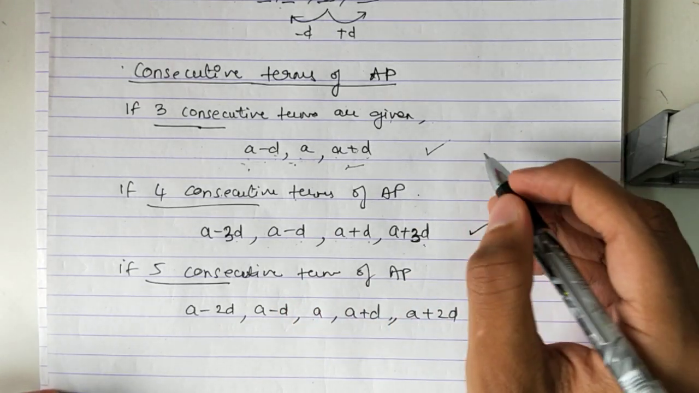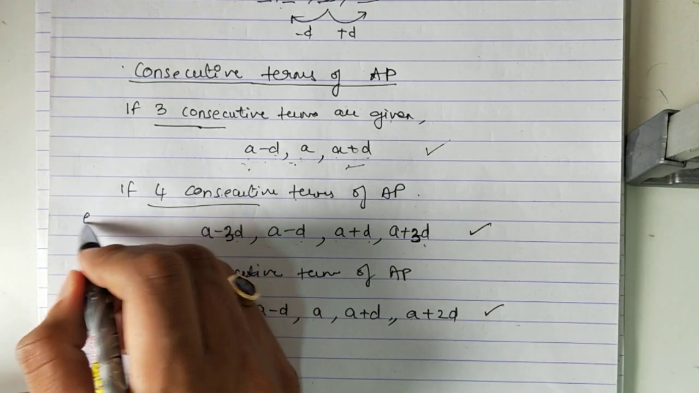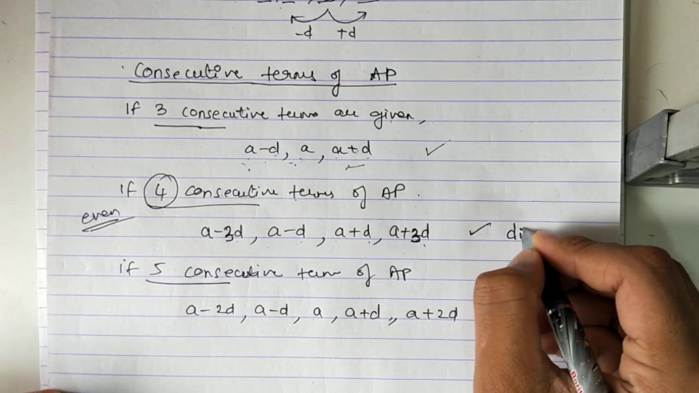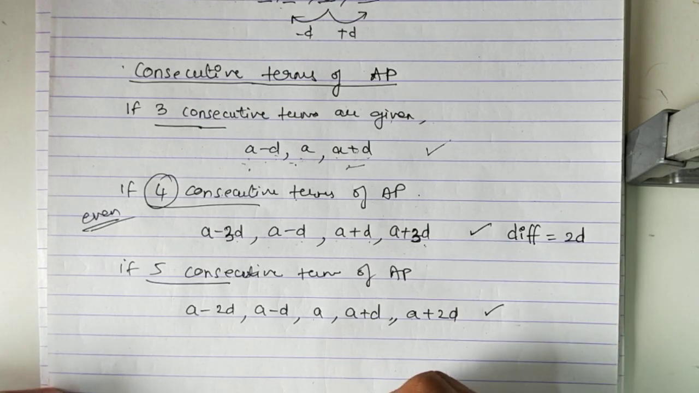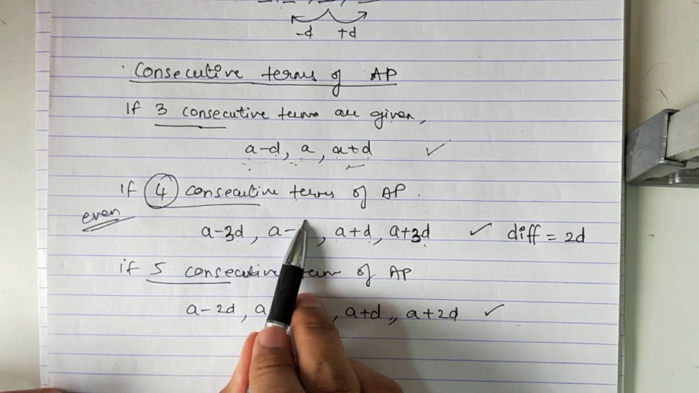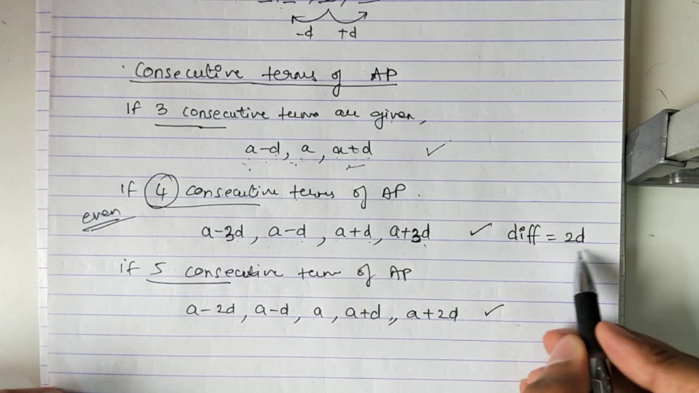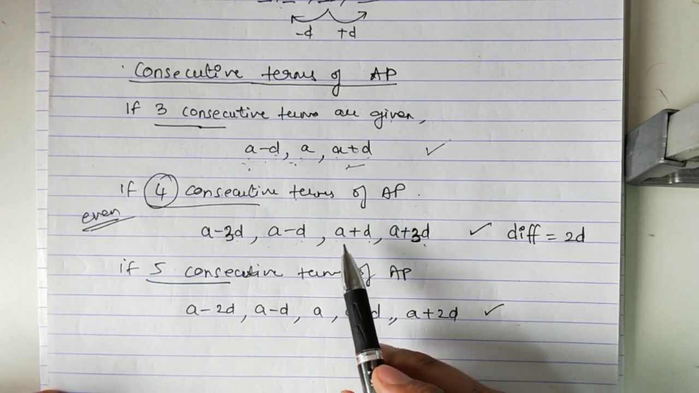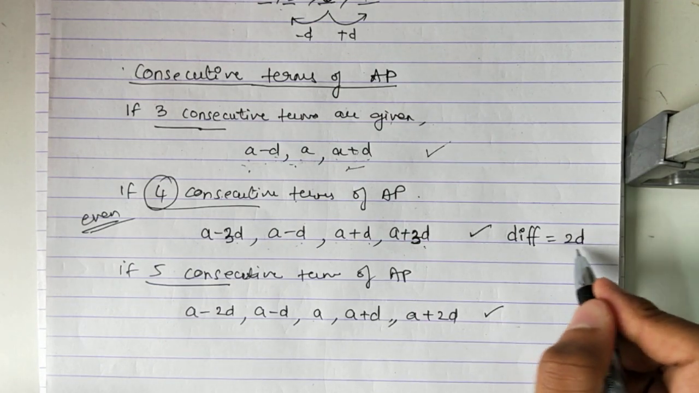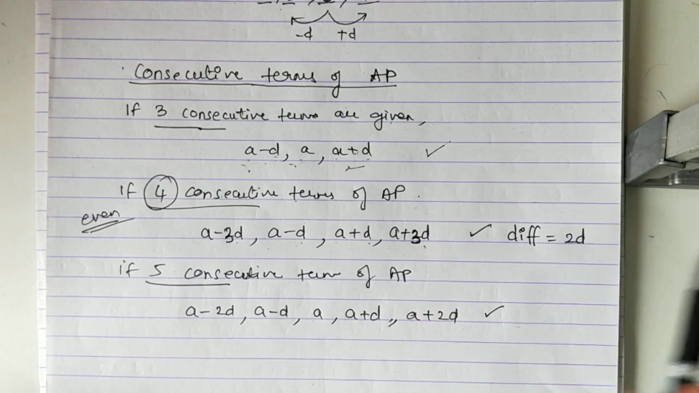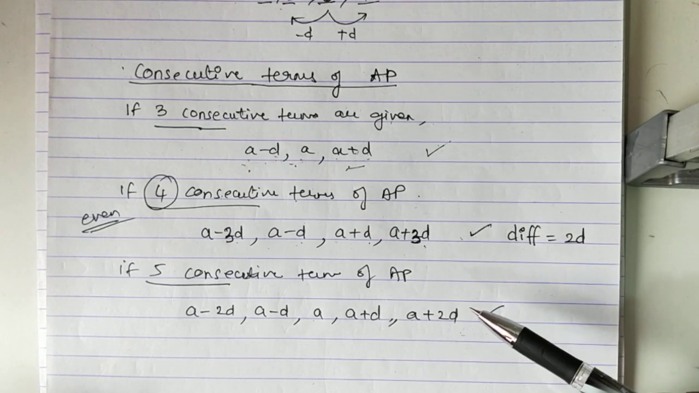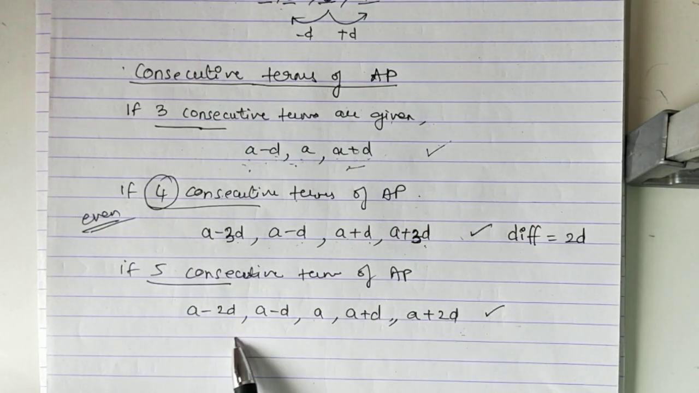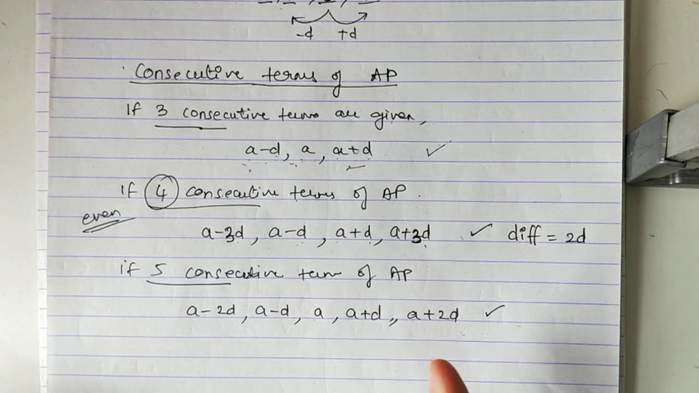Okay, the first term and common difference are A and D. But if it is even, that is 4 consecutive terms, just remember that your difference will be 2D. See here 3D and the next number is D, so the difference between 3D and D is 2D. So remember, in these sums, the difference is 2D. So remember these 3. We are going to use them in the sums now. If 3 consecutive terms are mentioned take this, 4 this, 5 this. Now 2 or 6, 7, 8, 9 numbers will not come, only these 3 will come.